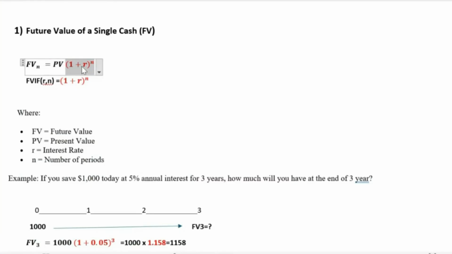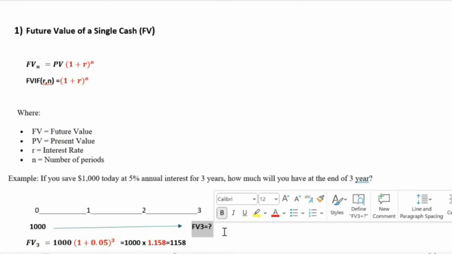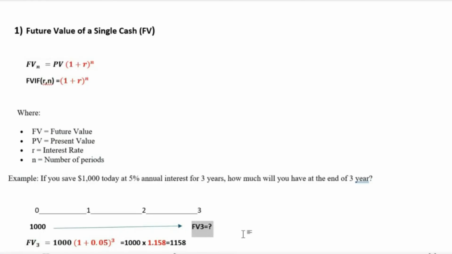Given today's any amount at any interest rate, any time in the future, we can find its equivalent amount in the future. So let's look at an example. If you save $1,000 today, and if you can earn 5% every year, after 3 years, how much will you have at the end of the 3 years? The question asks, what is the future value in year 3? So we can just substitute in this formula: today's amount PV 1,000, interest rate 5%.